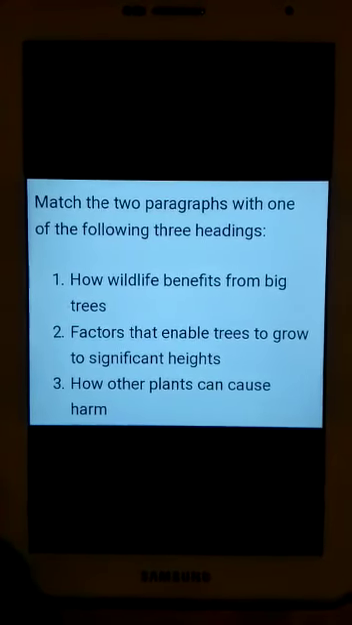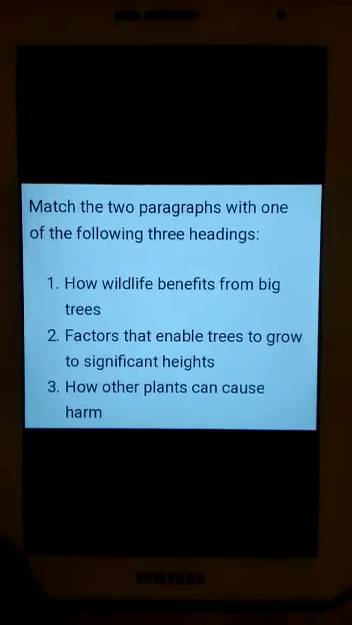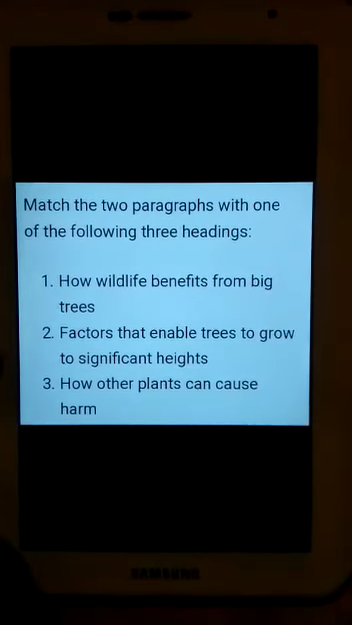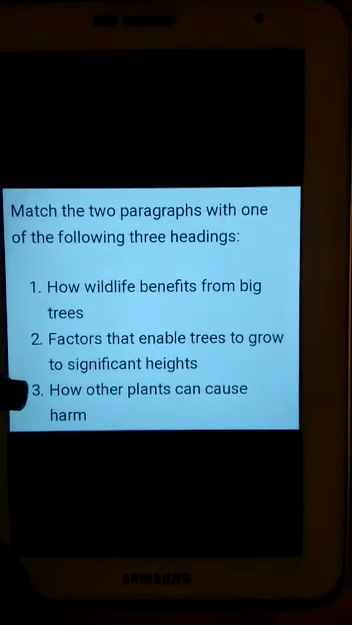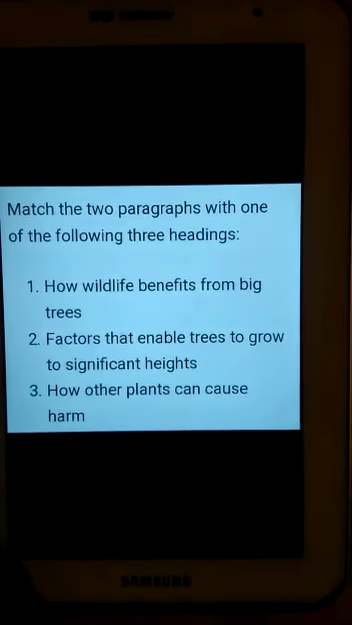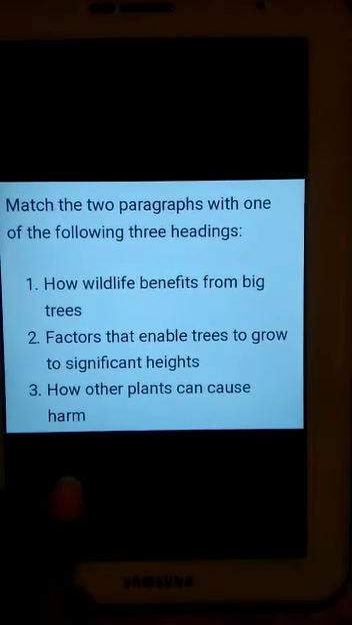Firstly, read the headings. How wildlife benefit from big trees, factors that enable trees to grow to significant heights, how other plants can cause harm. Now read the paragraph for the first.